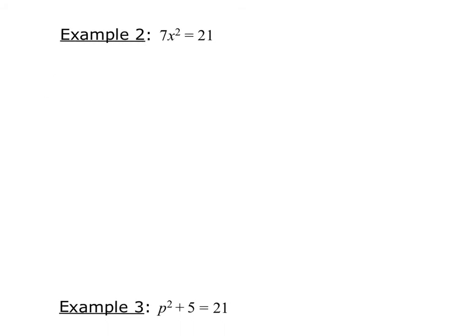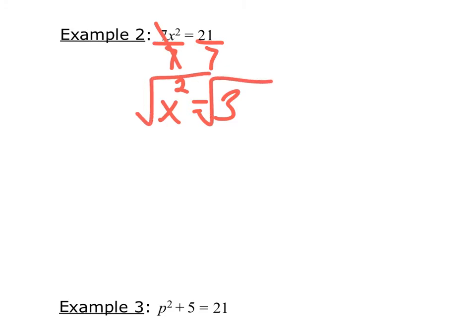Example 2, you've got 7x squared equals 21. The first step here is going to be to get the x squared by itself. Right now it's being multiplied by 7, so the opposite would be to divide both sides by 7. Those 7's cancel, so we get x squared equals 21 divided by 7 is 3. Now again we want to take the square root of both sides to get the x by itself. So we have x equals.